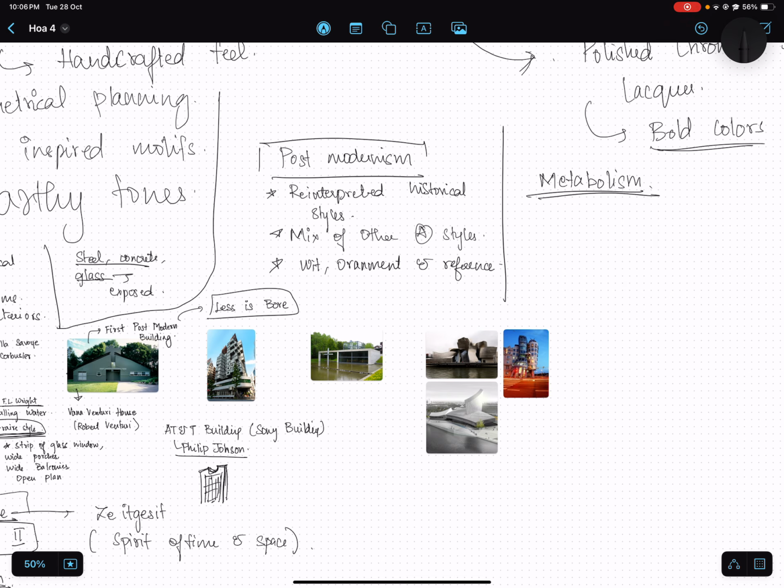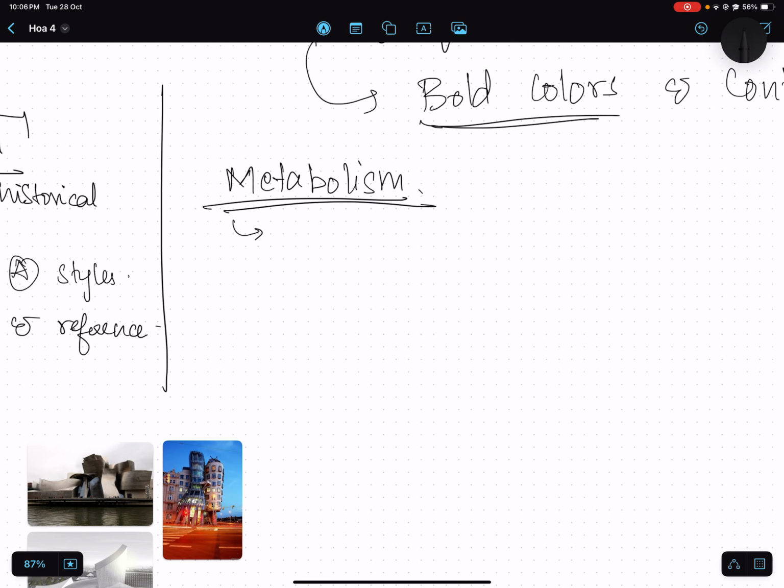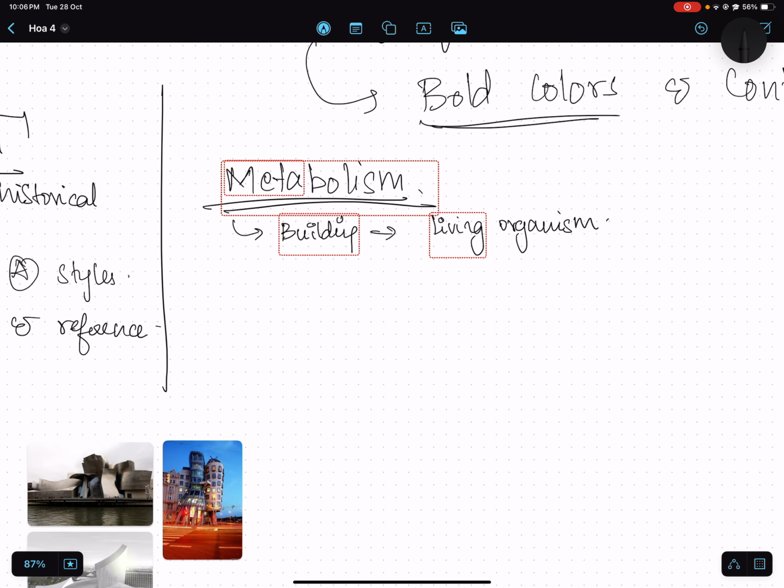Now, metabolism. The main ideation behind metabolism is that it views cities and buildings as living organisms that can grow, change and adapt over time. And so this considers buildings to be living organisms that can adapt or change and grow over time.